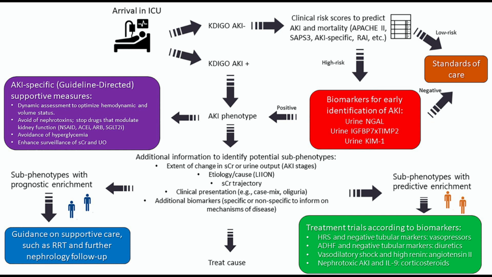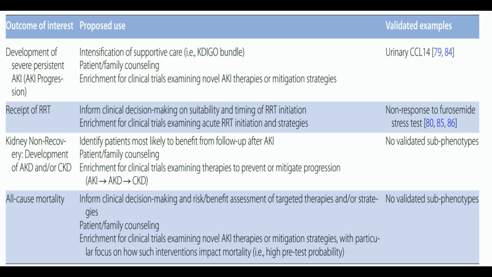Guidance is provided for supportive care, including renal replacement therapy, RRT, and further nephrology follow-up. Treatment is based on specific biomarkers, e.g., using vasopressors for hours, diuretics for ADHF, and corticosteroids for nephrotoxic AKI. Table summarizing the predictive and prognostic enrichment targets for AKI subphenotypes, their potential utility, and existing examples.